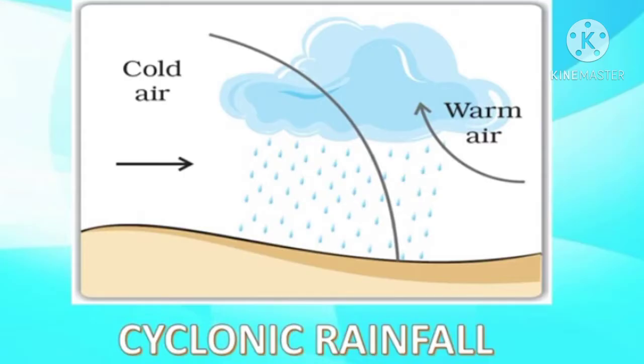Cyclonic rain. As the name suggests, this type of rainfall is linked with cyclones. In a cyclone, a low pressure area is created in the center. Winds from all sides rush towards this low pressure area. As a result, there is a circular motion which causes the whirling air at the center to rise up. This rising air cools down, condenses, and brings rain. This type of rainfall is known as cyclonic rainfall.